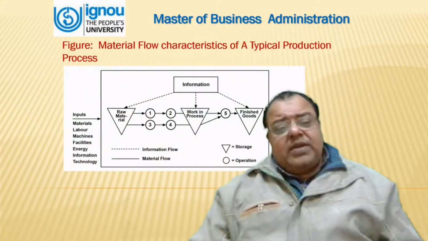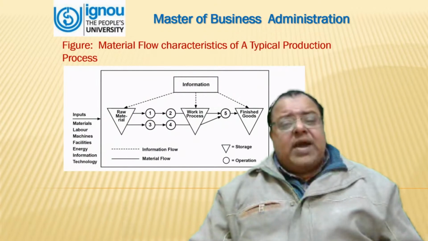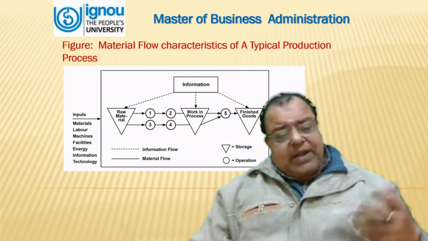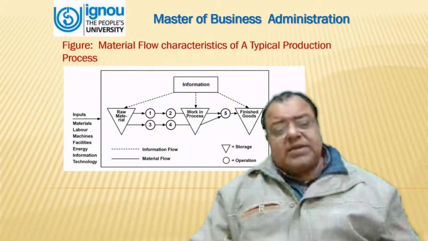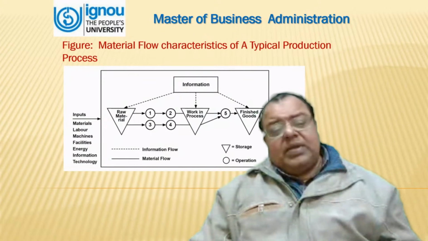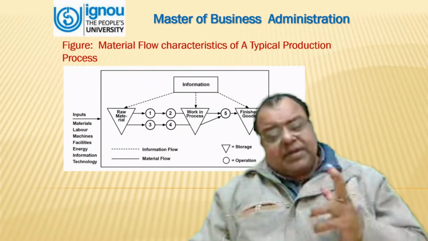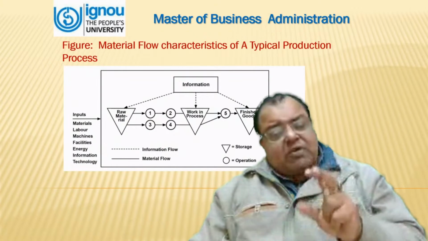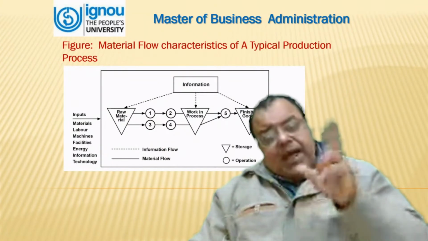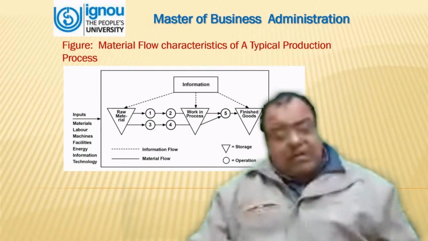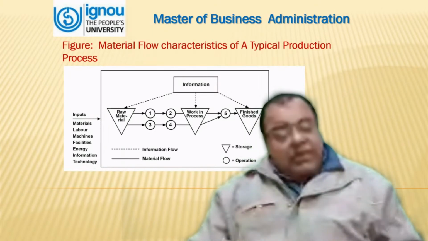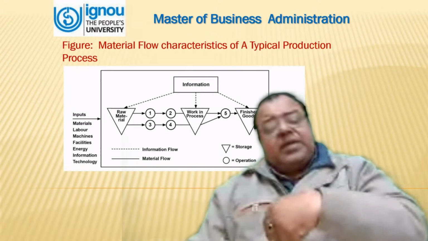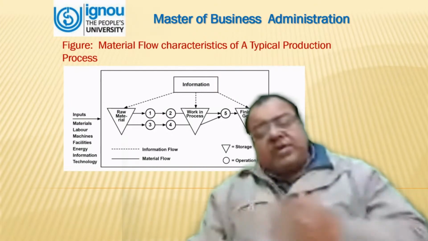This figure depicts the material flow characteristics of a typical production process. On the left side, we have inputs, in the form which has already been discussed. The raw material comes, different processes are performed. It comes into work in process, that is what we call in short as WIP. Again, the operation is performed and it goes into the finished goods stage. Then inspection starts. When the inspection has been completed, it comes into the form of output or product.